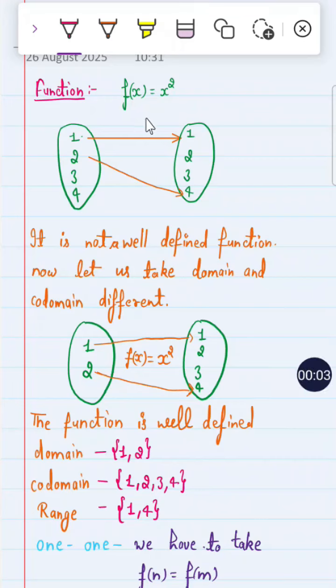Now let us define a function. How to define a function? f(x) = x². Right. Now take the input and output. What are the inputs? We take 1, 2, 3, 4 and the output is 1, 2, 3, 4.